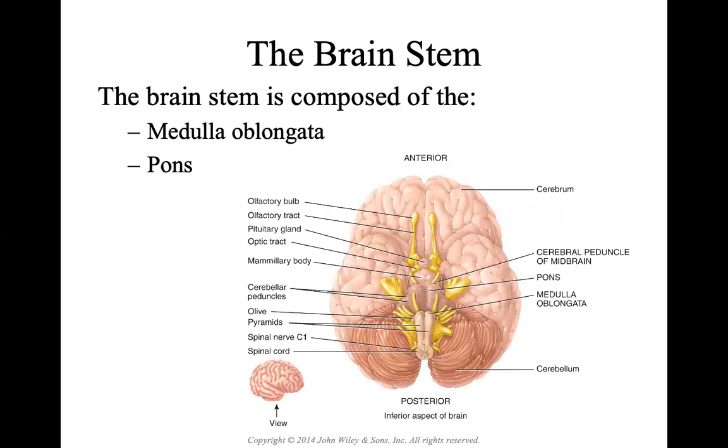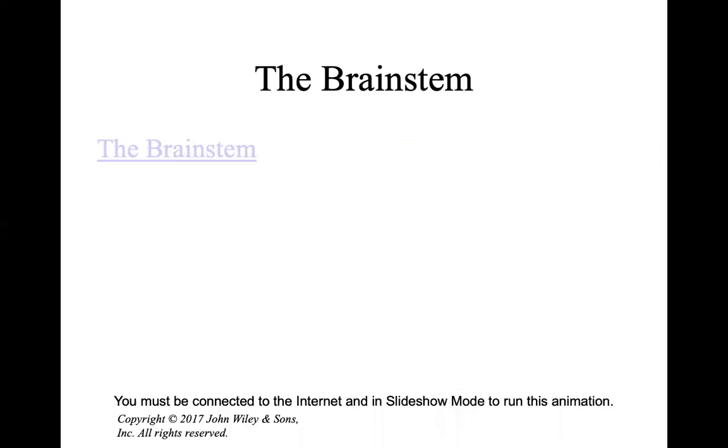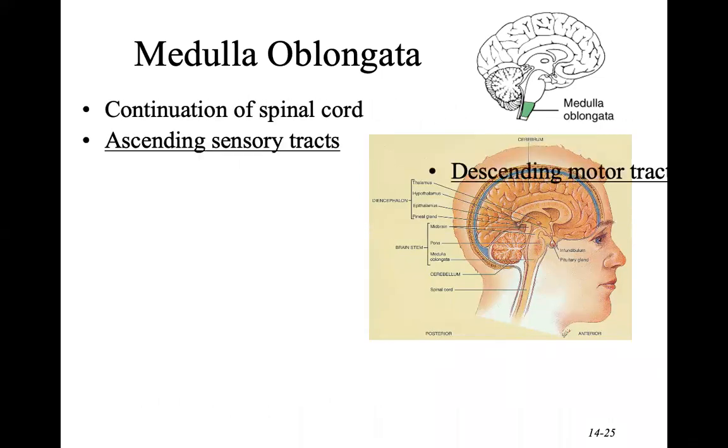Okay, we're going to look at the brainstem, which is the medulla, the pons, and the midbrain. You can click on these links at the end. So let's start with the medulla first.